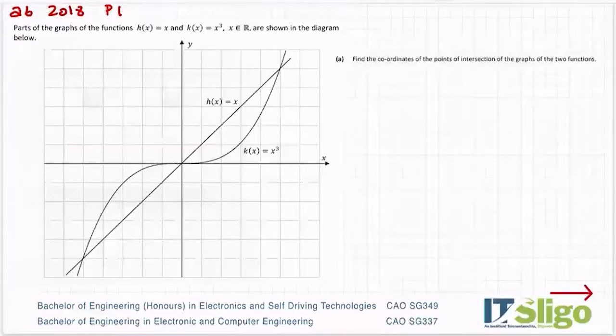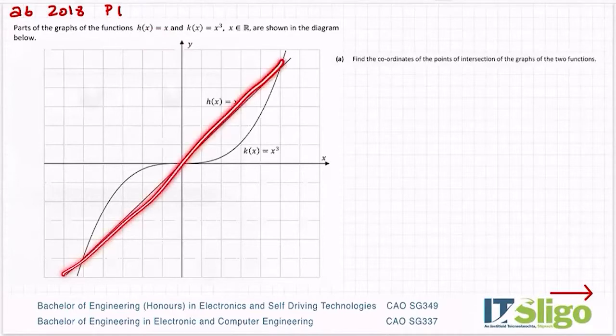Right, let's have a look at this 2018 question on integration. Parts of the graphs of the function h of x equal to x, which is a straight line, and k of x equal to x cubed, so it's a cubic, so it turns twice, are shown in the diagram below. Find the coordinates of the points of intersection of the graphs of the two functions.